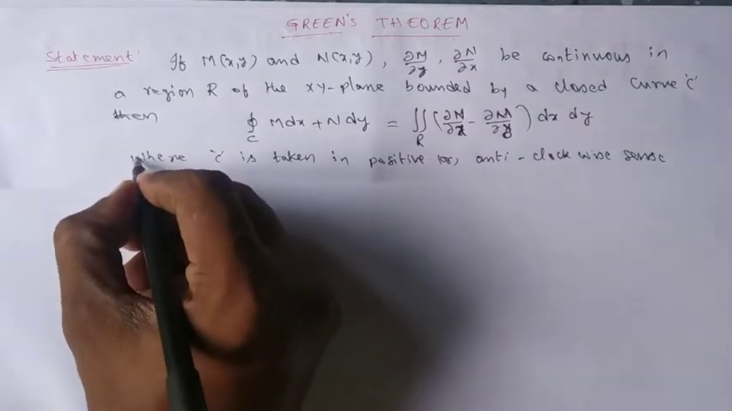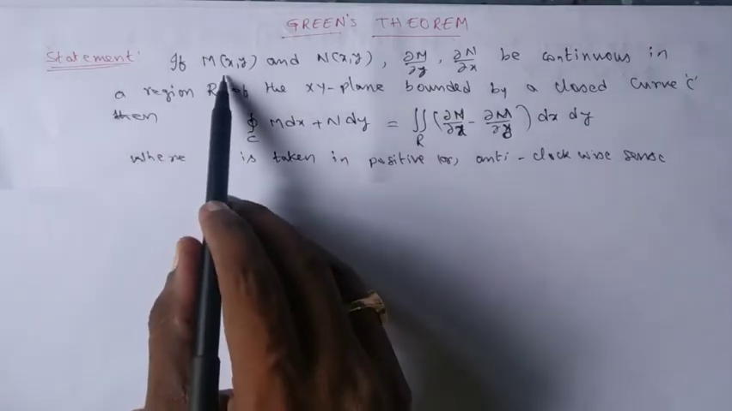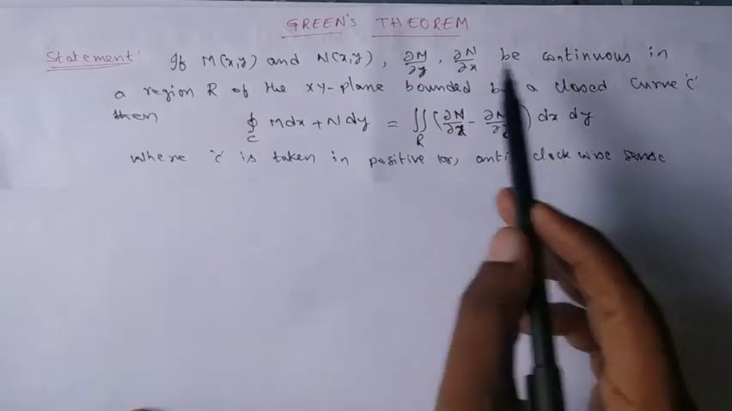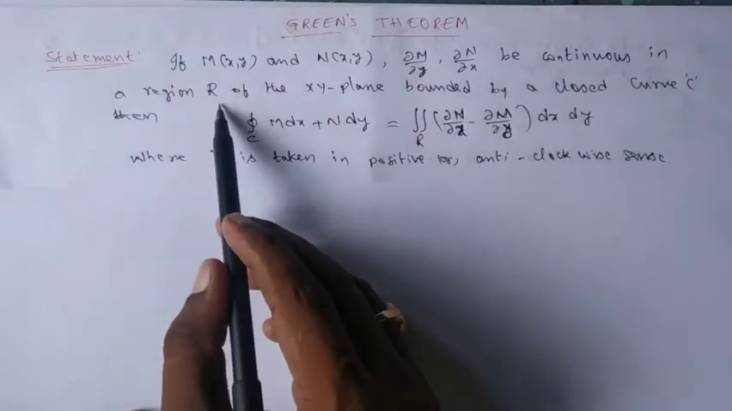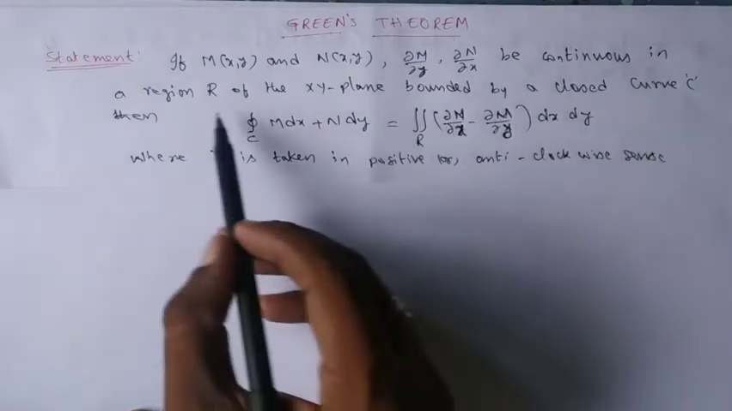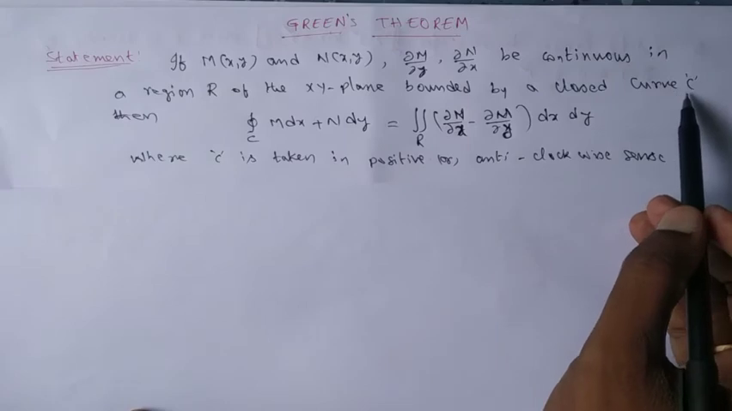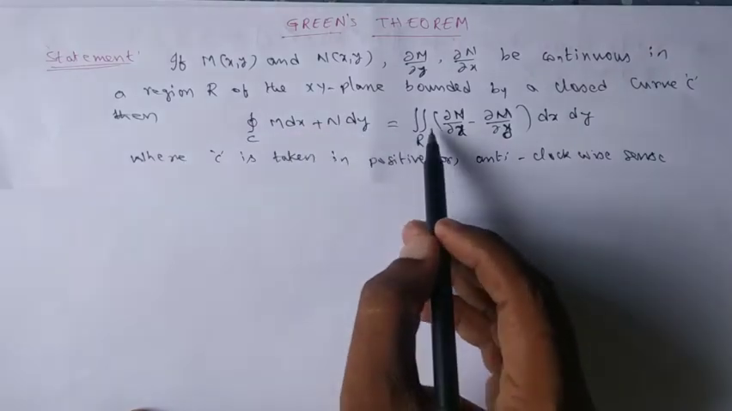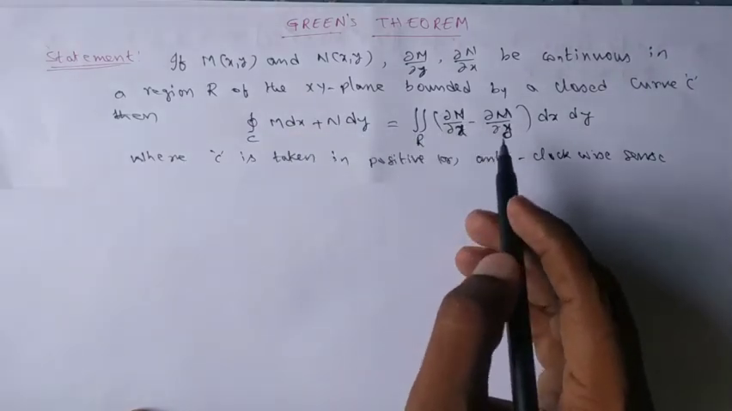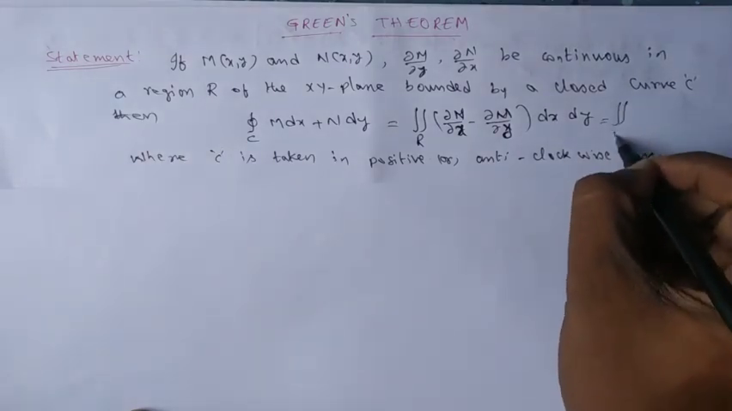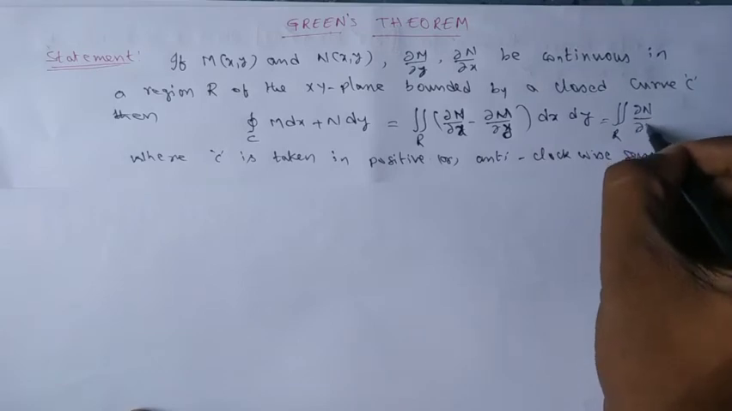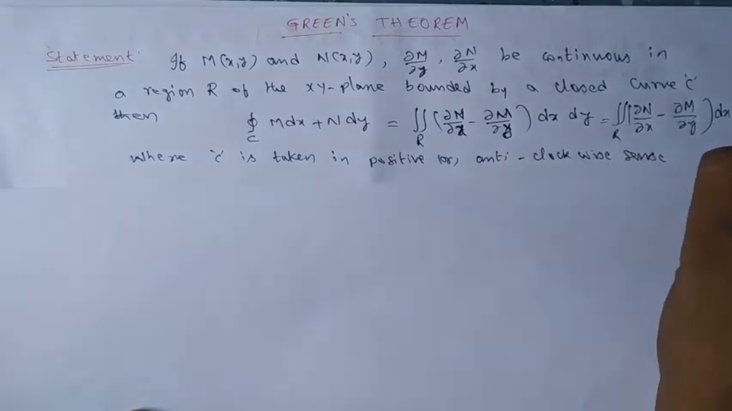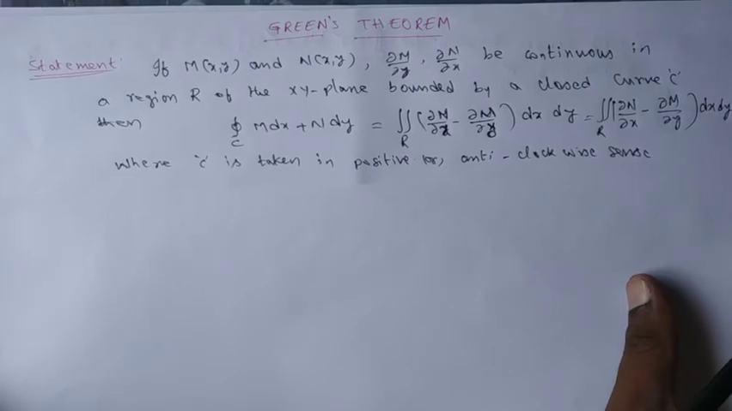I am just repeating the statement once again. If M and N are functions of two variables x and y, and their first order partial derivatives ∂M/∂y and ∂N/∂x are continuous in a region R of the xy plane bounded by a closed curve C, then the circulation, the integral over C of M dx plus N dy, equals the double integral over R of (∂N/∂x minus ∂M/∂y) dx dy. This is our Green's theorem statement.